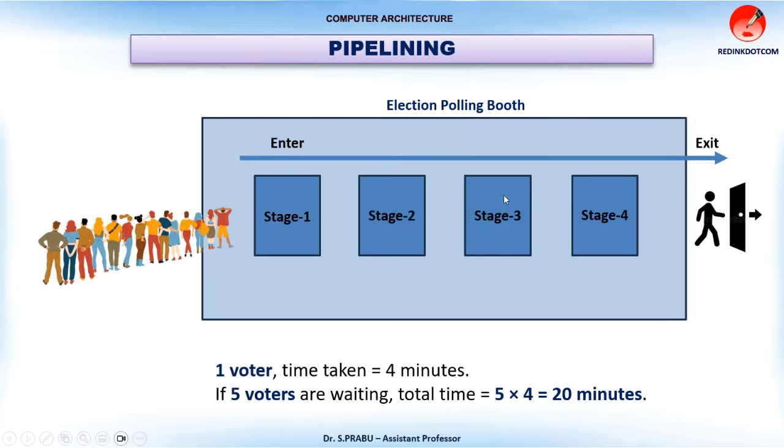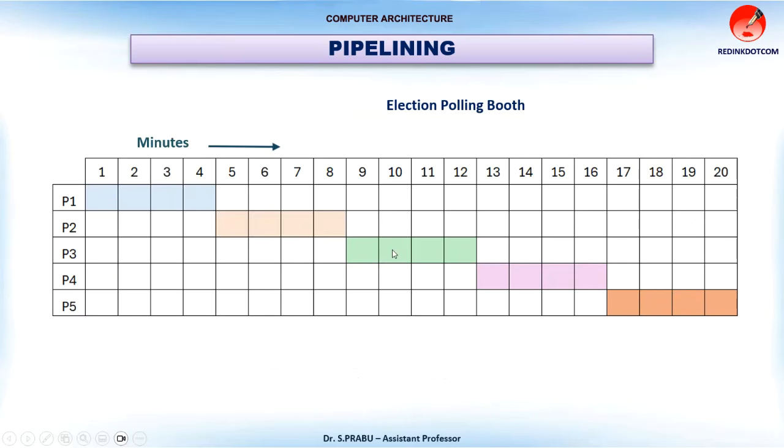Before understanding this concept, let's see one real-time scenario. Just assume an election polling booth. This process contains different stages, starting from verification up to completing the voting process. Assume that each stage consumes 1 minute. If one voter enters and leaves, it takes 4 minutes. 20 minutes are needed for completing 5 voters. I illustrate this in the timing diagram. After completing the first person, the second person can enter at the 5th minute. At the end of the 20th minute, 5 persons have completed this process.